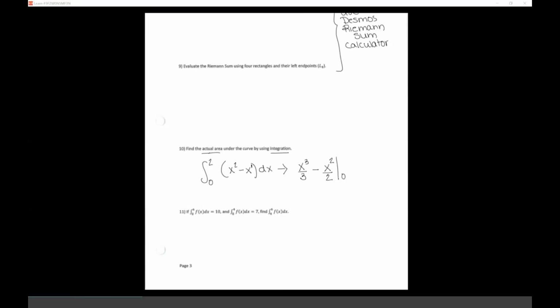Now we're going to evaluate that from 0 to 2. Here's where I use the fundamental theorem of calculus. I take my total function, my antiderivative, which is what this is, and I'm going to plug in 2 for x, and then plug in 0 for x, and subtract the 0 value from the 2 value. So set it up like this.